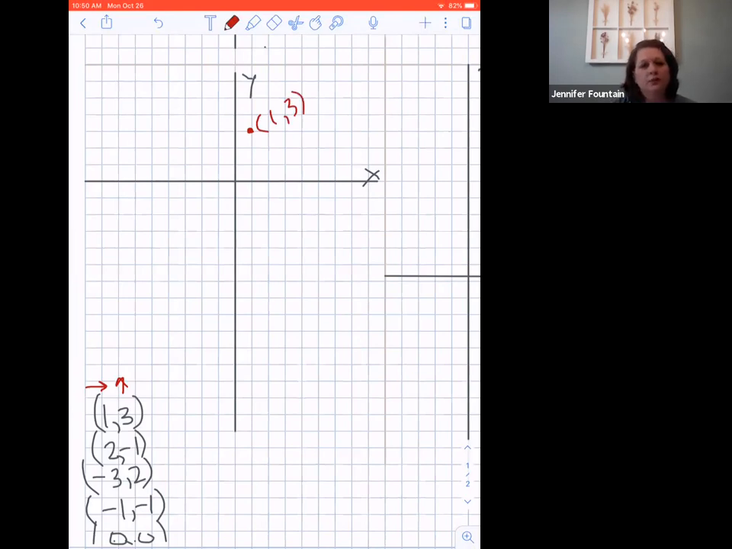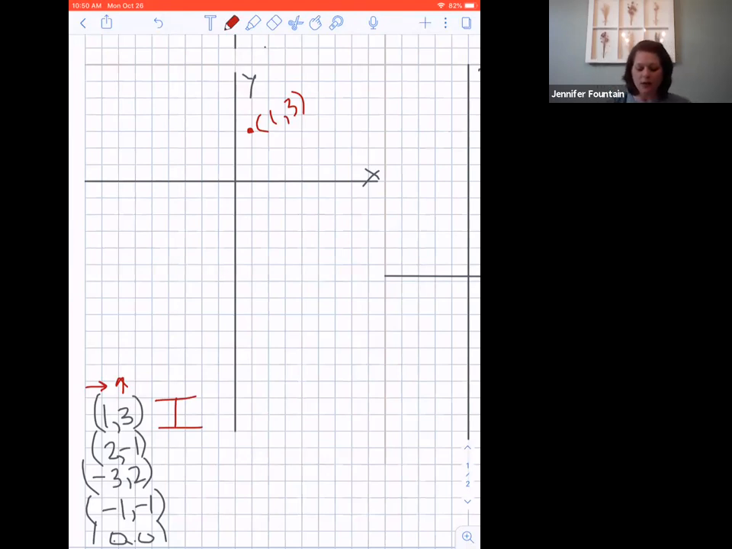What quadrant did we graph that in? Think about your quadrants. Good, Claire. Quadrant 1. So beside that, in your textbook, you would just go ahead and write quadrant 1. And also, if you want to go ahead and label your quadrants, you can.